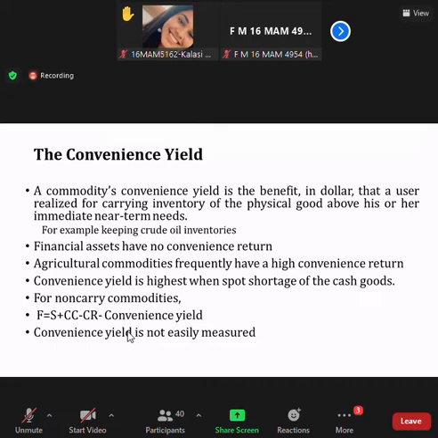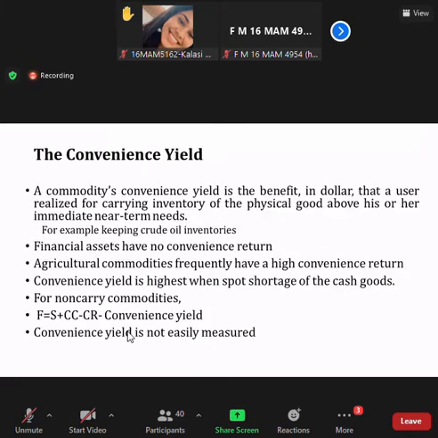So convenience yield cannot be easily measured. Remember, convenience yield means the benefit or the return a person can gain by carrying commodities or physical goods for a period of time. Even though we have this equation and can use it, the convenience yield is not easily measured. We cannot measure it easily like in other securities, like the repo rates and all.